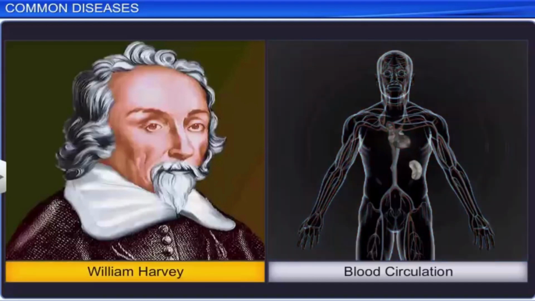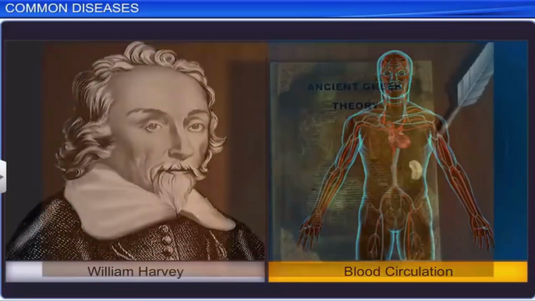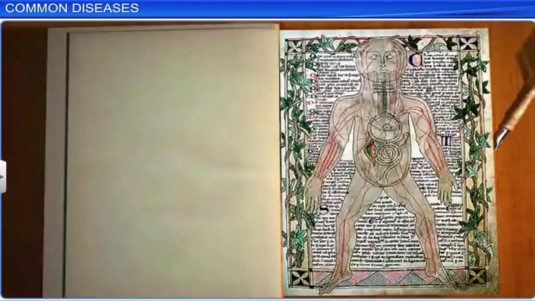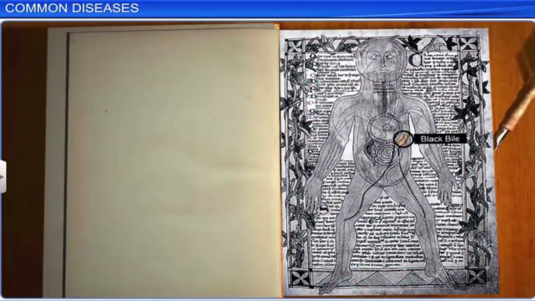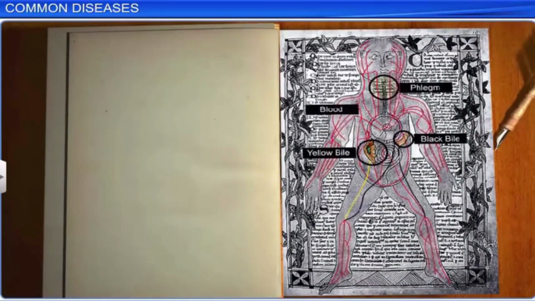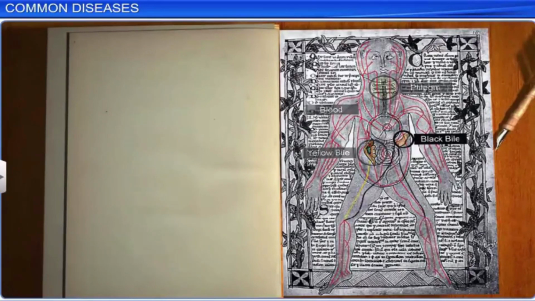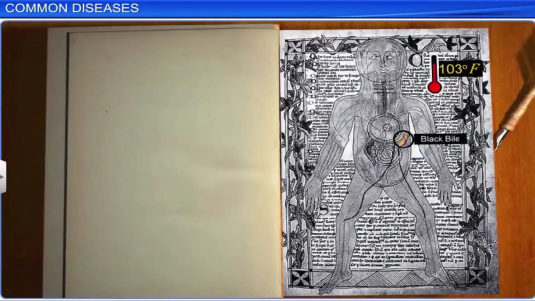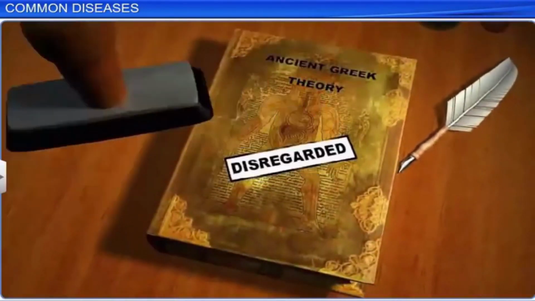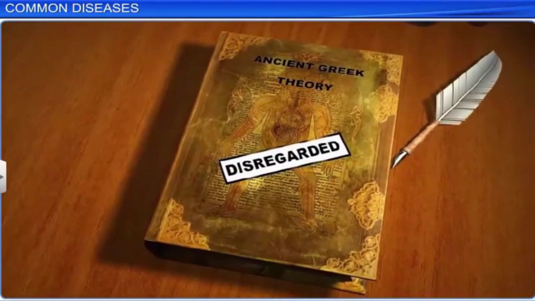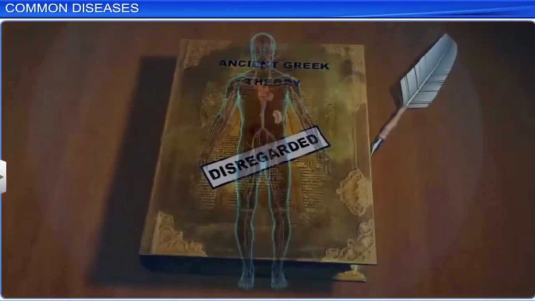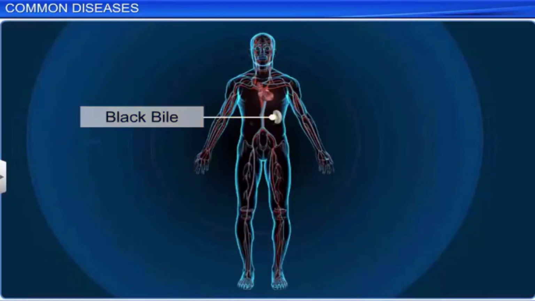Long before William Harvey discovered blood circulation, it was believed that good health was a result of the balance of certain humors like black bile, yellow bile, phlegm, and blood inside the body. Further, persons with black bile were supposed to have a hot personality and fevers. This hypothesis had to be disregarded when it was realized that even people with black bile and blood circulating inside their body had normal body temperature.